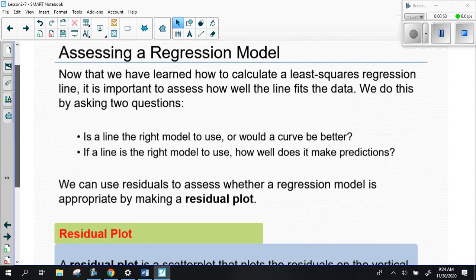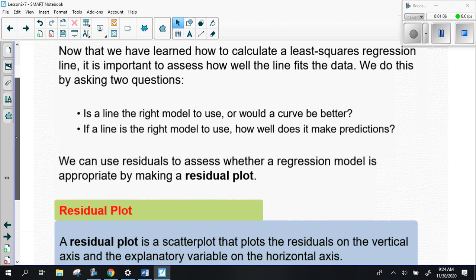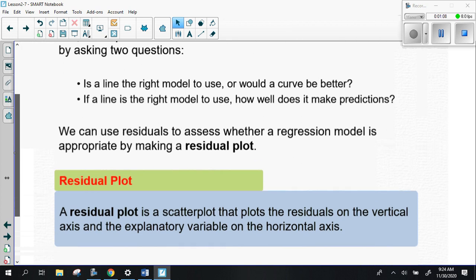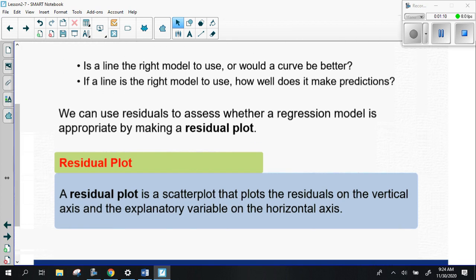So when we're looking at a regression model, sometimes we'll have some data that fits a curve and is not linear. We need to determine how we would do that. The way that we would do that is by looking at the residual plot. If we don't see an overall pattern in the residual plot, then we'll know that a least squares regression model is going to be appropriate. Let's look at a residual plot.